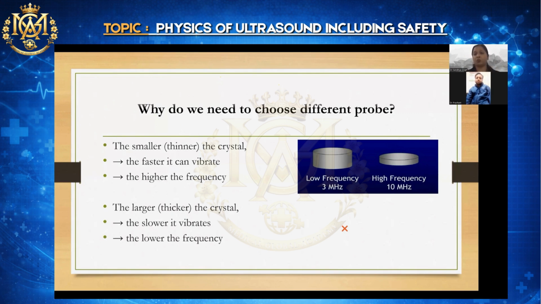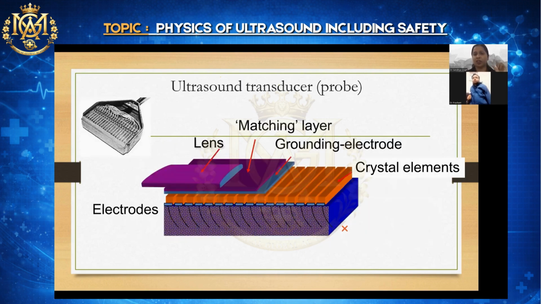So in your TVS probes, the crystal is very thin. But in your abdominal probe, there are thick crystals. They cannot vibrate that fast, so the frequency produced by this probe is low. So you get better penetration, but low resolution. This is the basics behind why the TVS probe produces more frequency and why the abdominal probe produces low frequency. This depends on the size of the piezoelectric crystal.